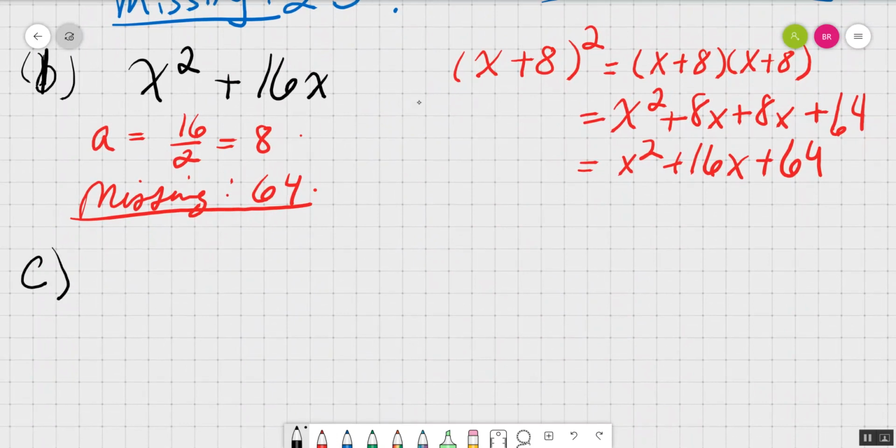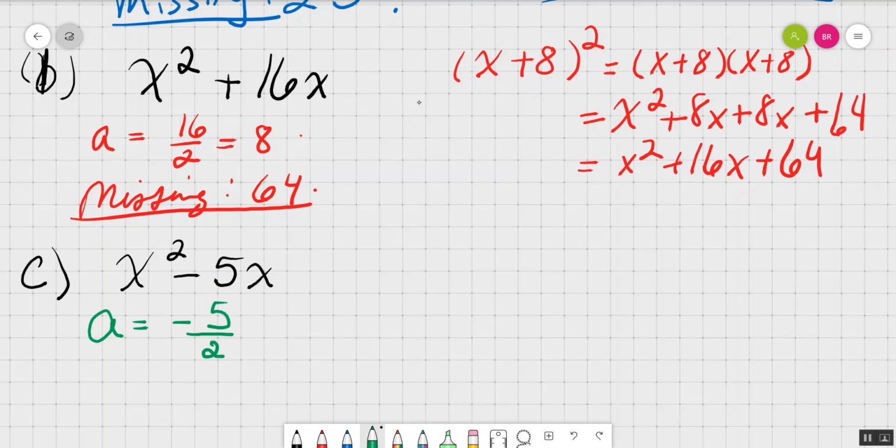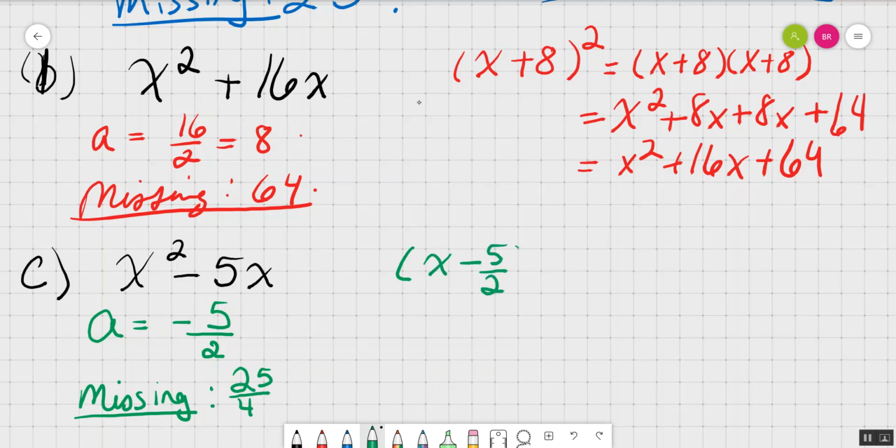Let's do this. So x squared minus 5x. Okay. So my value here, I'm hoping you notice, is always just I take the value of b, divide it by 2, so it's going to be negative 5/2. So the missing value that needs to be added is I got to take negative 5/2 and square it, so that'll be positive 25/4.